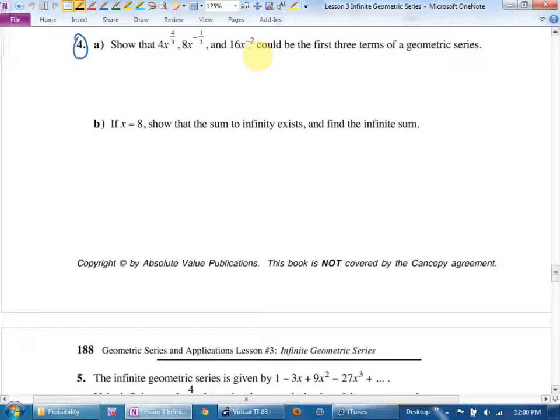Do you remember? I think you thought it right and said it wrong. It's not the first one and divide it. It's any term divided by the one in front of it. So here's what I'm going to do. I'm going to go 8x to the negative 1/3 divided by 4x to the 4/3. That's r.